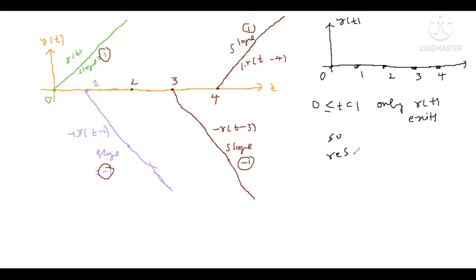In the interval between 0 to 1, only the r of t signal exists, so the resultant has slope equal to 1.